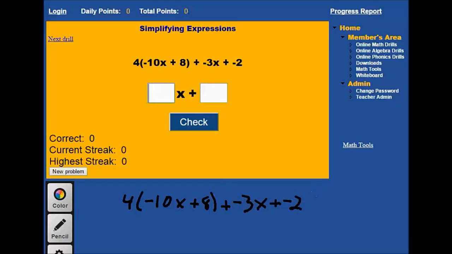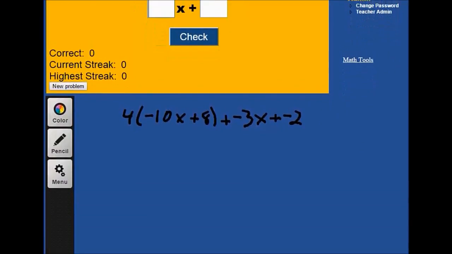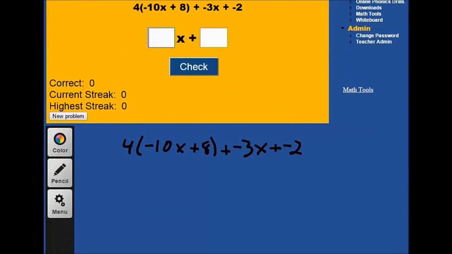I'm going to scroll down here a little bit. So we're going to distribute, because that's multiplying. We've got to do that first. So negative 40x plus 32. And then these aren't in the parentheses, so we're not going to distribute to those. We're just going to write them down. And then we combine like terms.